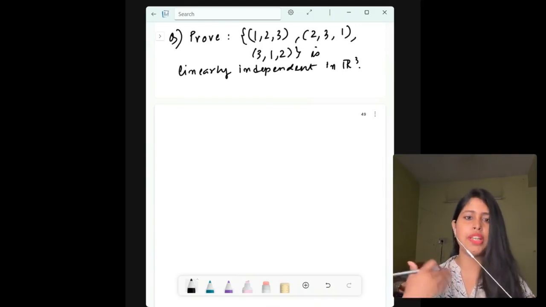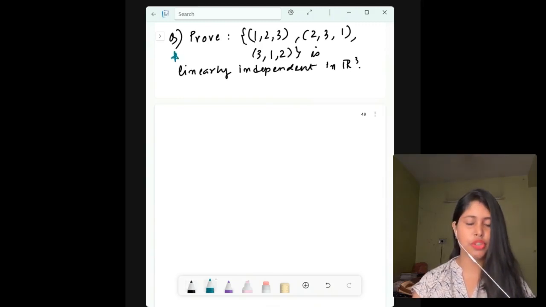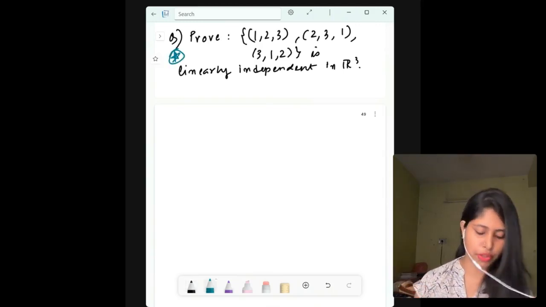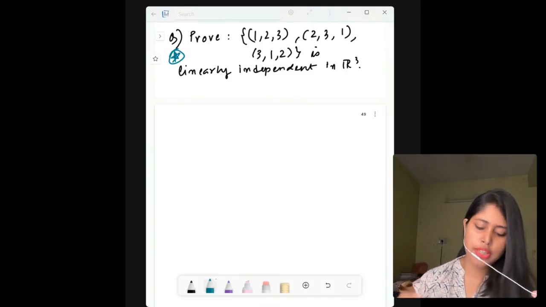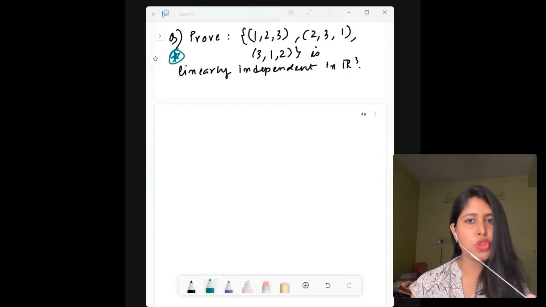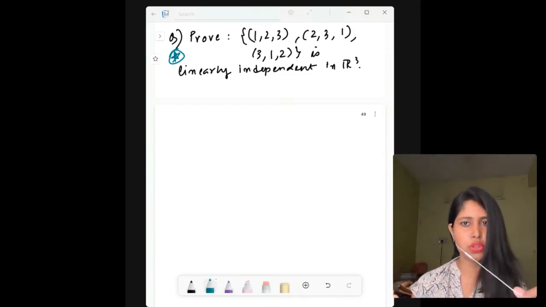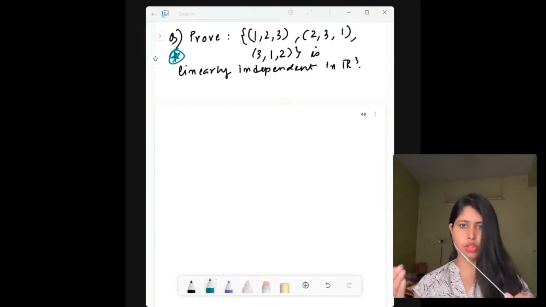And even at home you can try this problem out using the cyclic determinant trick, which I will explain in the later half of this video. So yes, for this set to be linearly independent in R3, what we need to show is that the only solution is c1 equals c2 equals c3 equals 0.